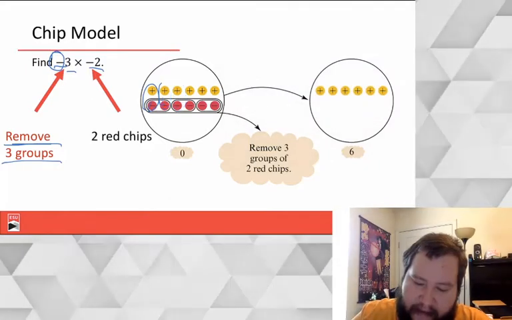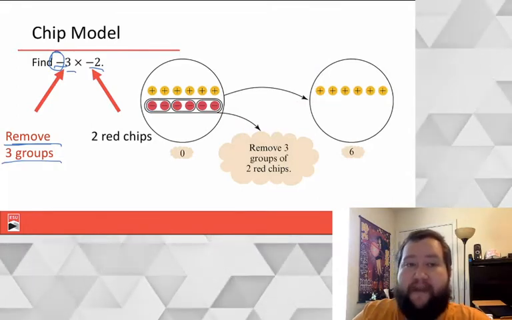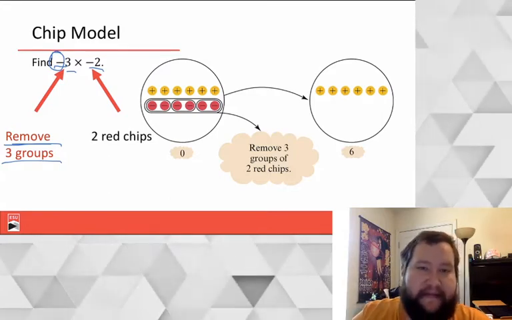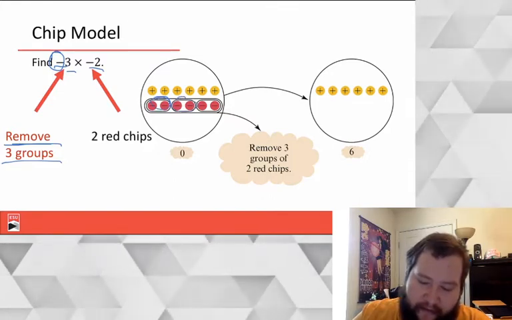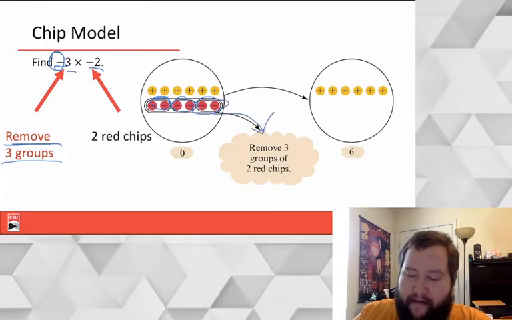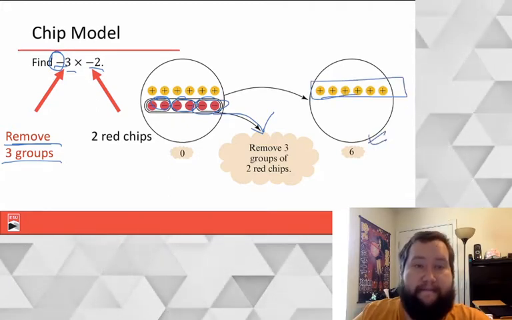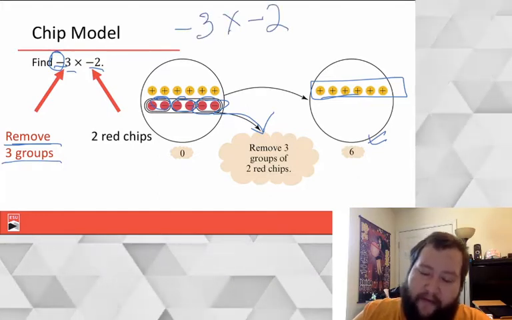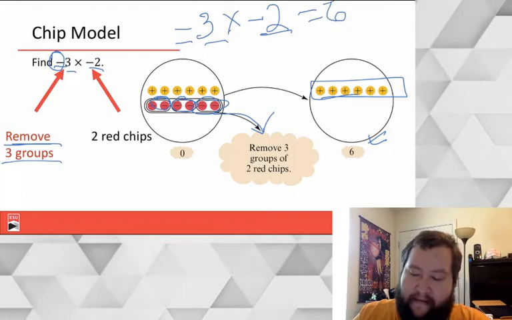And so I need to get it to where I have enough negative chips. I need enough red chips that I can remove 3 groups of 2. So I add 6 of these 0 pairs. Here's a group of 2 red chips, a group of 2, a group of 2, and then we remove 3 of those. And so those are gone, then all that's left are these 6 positive chips, and so we are left with 6. So -3 times -2, when I remove 3 groups of 2, I have a total of +6.